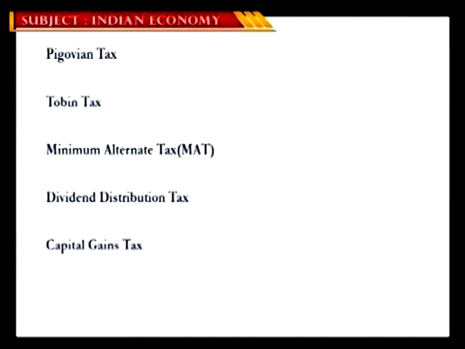Pigovian is the name of an economist who proposed this tax. The Pigovian tax is defined as the tax levied on negative externalities. So what is the meaning of negative externality? When I say externality, it refers to the impact of a person's action on the bystander. This is how we define an externality.